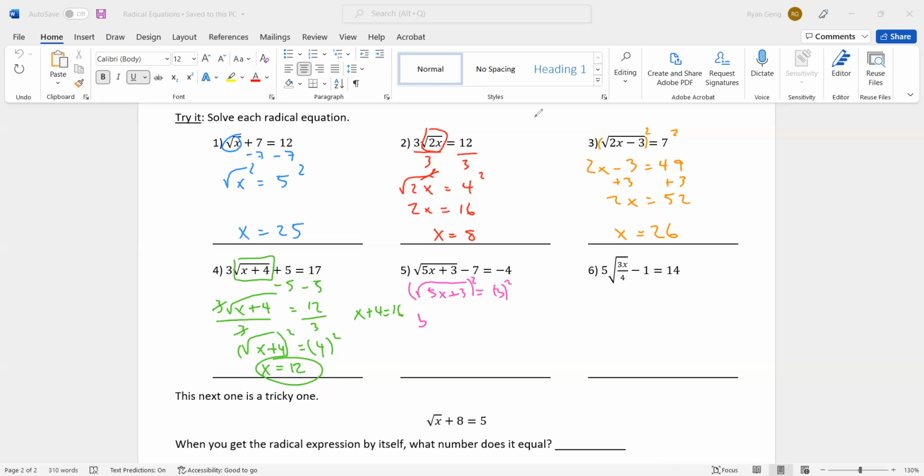Okay, so 5x plus 3 equals 9. Okay, I'm going to add 3 and say 12. Divide by 5, I get x equals 12 over 5. Okay, now I'm going to plug that back in. 5 times 12 over 5, you might be like, I can't do that in my head. You actually can. 5 times 12 is 60. 60 divided by 5 is right back to 12.